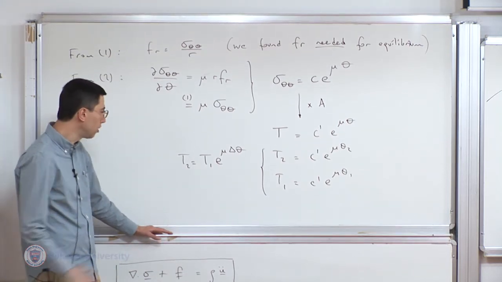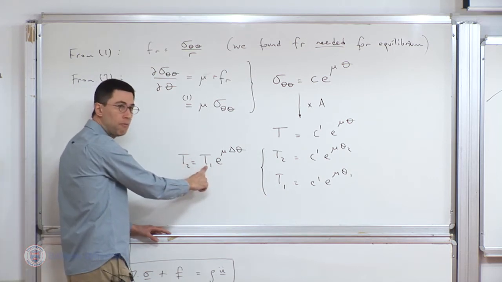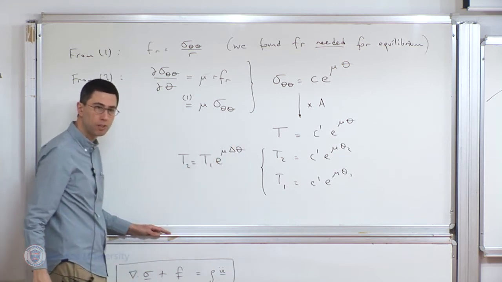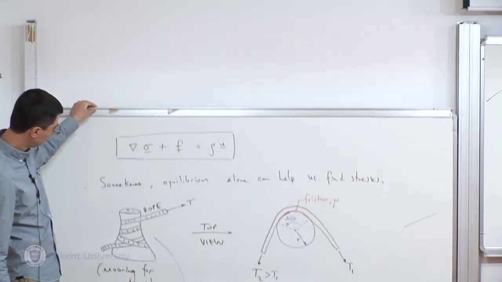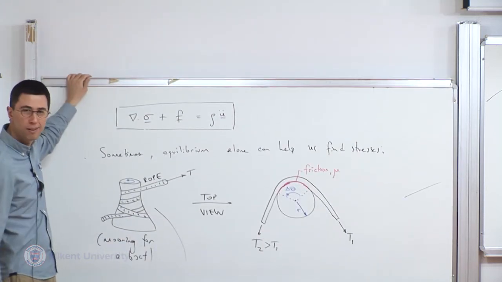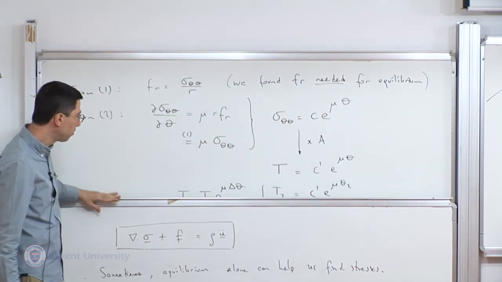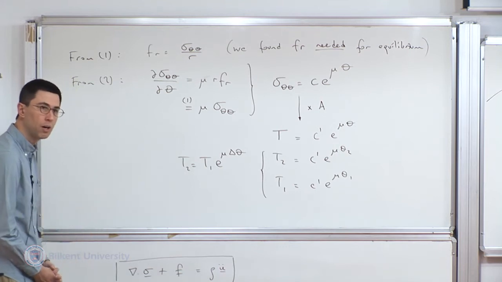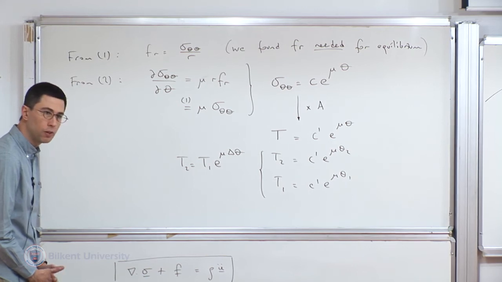But if there is friction, just after a few turns, we can expect that T1 can be very small, but T2, due to this term, can be extremely large. Okay? So that is the idea behind this type of structure. All right, so this is the power of equilibrium. Okay. Now, do you have questions, first of all?